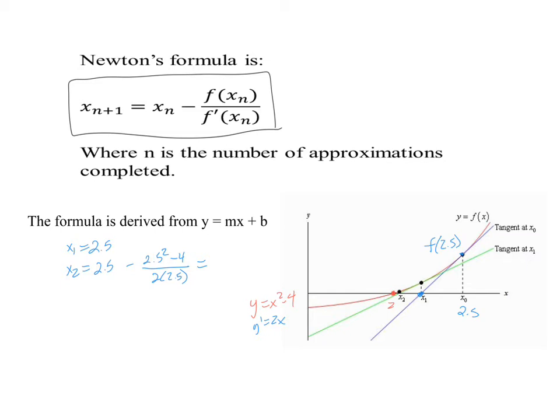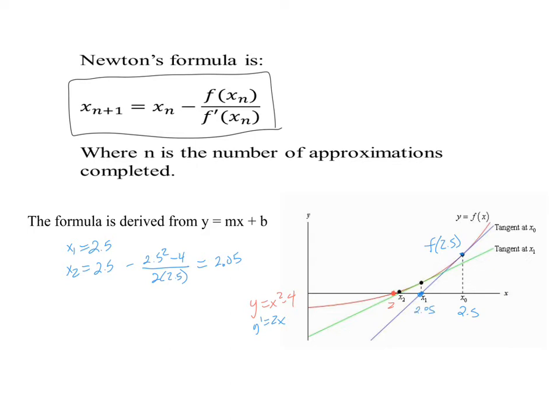So if we put in 2.5 minus the top, divided by the bottom, we get an answer of 2.05. So you can see that that x location is quite a bit closer to our 2 that we know the actual answer is going to be.